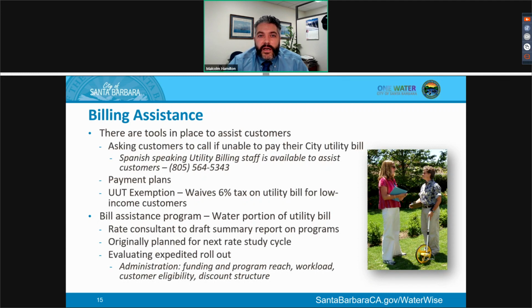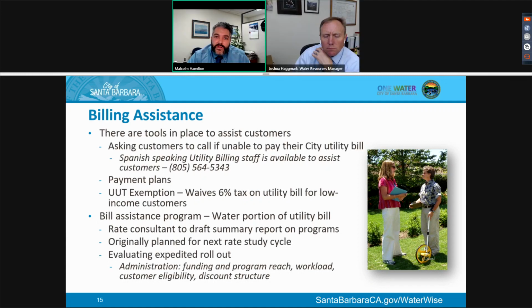Some of the things we're looking at, and are concerned about, are the administrative factors. So funding and program reach: how much funding do we have, and how many people can we reach with that? Customer eligibility is also a concern. If you're not using tax data, then what kind of parameters and discretion are you exercising to assist customers? That can be administratively burdensome to implement. Like I mentioned, workload for staff, and then the discount structure: what would be most beneficial to customers, and how would we go about actually providing water bill assistance?